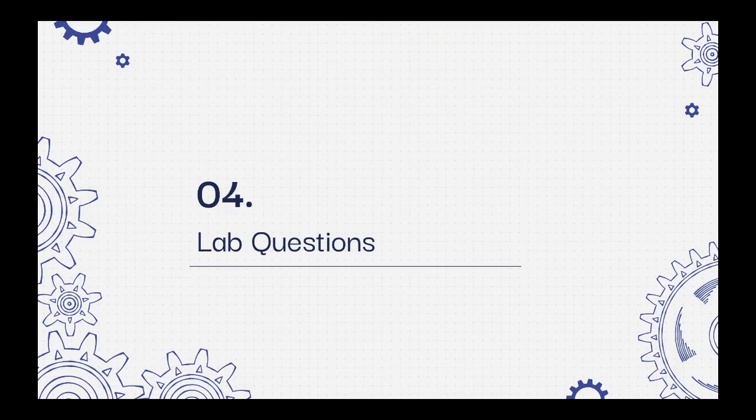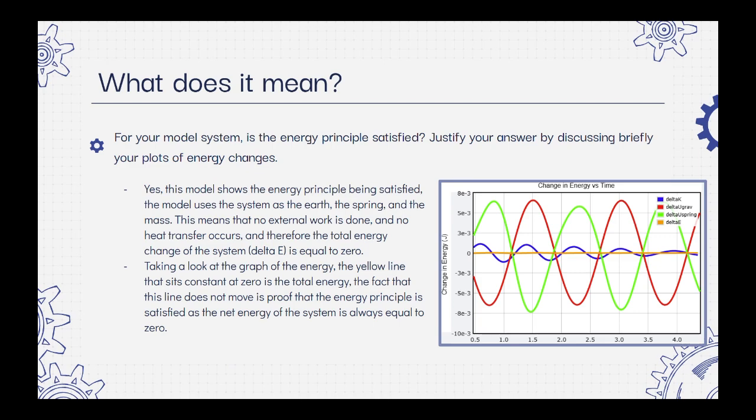So lab questions here. They're both what does it mean questions. Is the energy principle satisfied? Yes, it is, in this case, because the energy principle is just, in this case, if we take the Earth, spring, and mass system, therefore no external work, no external heat transfer, and total energy change must equal 0.